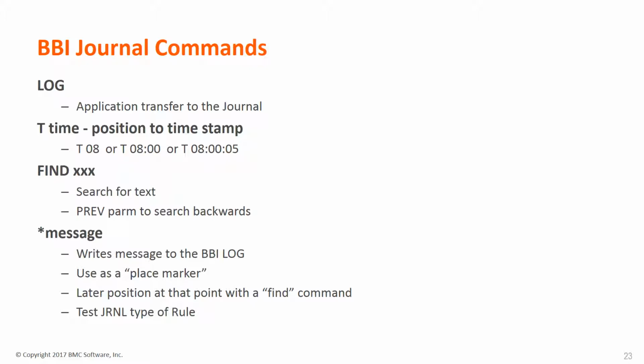If you want to write a message to the BBI journal, you can type a message prefixed with an asterisk, and it'll write that into the journal. That can be helpful if you're doing some searches and you want to be able to come back to a previous place. And it's just a little easier to set up a unique set of characters that you can find quickly.